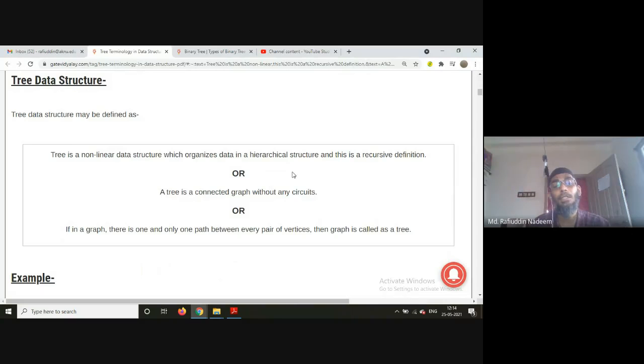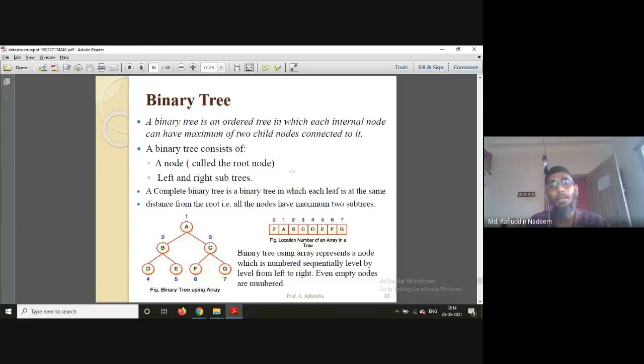Another definition: if in a graph there is one and only one path between every pair of vertices, then the graph is called a tree. You can't have multiple paths. For example, to go from A to F, we traverse from A to C and then F. That is the only path existing, and we cannot reach F in any other way.